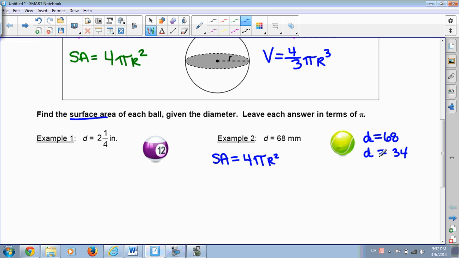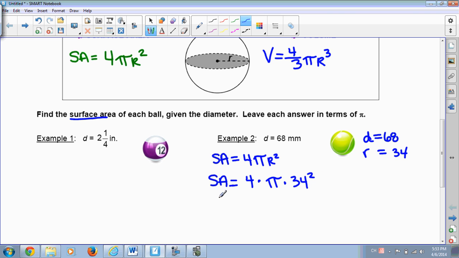Okay, so let's go ahead and take, oops, obviously I made an error right there. I wrote diameter instead of radius. Let me erase that really fast. Okay, so our radius is 34, so let's go ahead and plug that in to our surface area formula. 4 times pi times 34 squared.